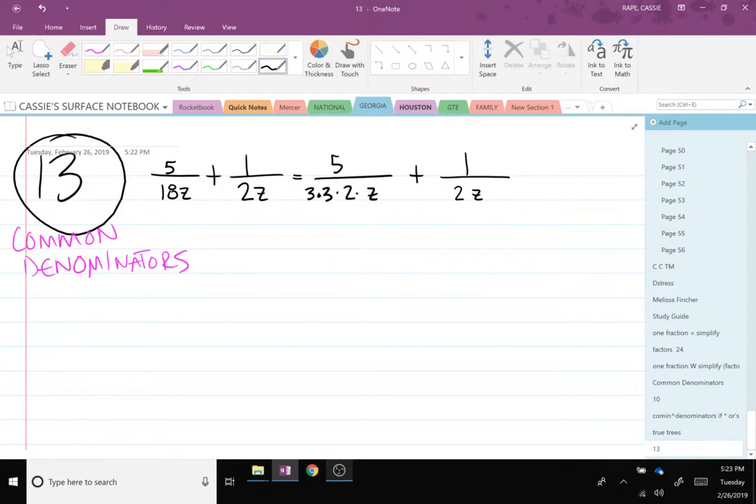So here's what you have to ask yourself with fractions and finding common denominators. They're very selfish. Anything one has, the other has to have. You will notice they both have a 2 as a factor, so you don't have to worry about that. They already share a 2. Similarly, they already share a z. So they're not worried about that.